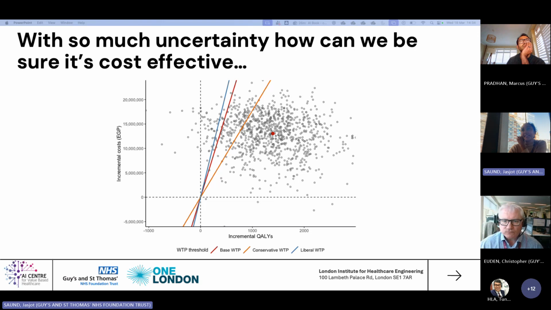Yeah, so essentially with all this uncertainty, how can we be sure that it's cost effective? This is showing again on the cost effectiveness plane that over 1,000 models, our single model might look like it's here on this red dot, which is well below the willingness to pay threshold. So it looks like it's cost effective, but actually over 1,000 times, almost half of these, or just a quarter, are on the left-hand side of the willingness to pay threshold and will be deemed not cost effective. So it is just a probability at the end of the day. There's no certainty in these models, and they are upheld by a lot of assumptions.